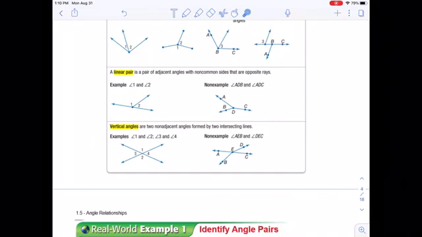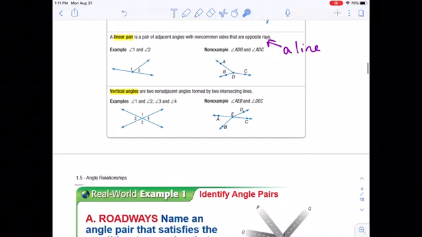Next, a linear pair is a pair of adjacent angles with common sides that are opposite rays. This just means they form a line. So, angle 1 and angle 2 here, they are adjacent, they share a vertex, they share a side, they form a line. Angle ADB and angle ADC are a non-example. Although they are adjacent, they do not form a line, so they are not a linear pair.